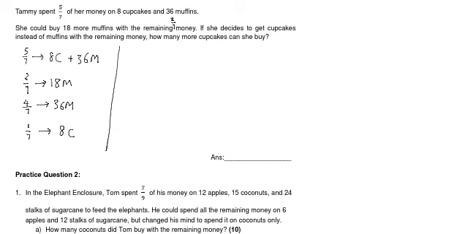So the question is, if she decides to get cupcakes instead of muffins with the remaining money, which we know is 2 over 7, how many cupcakes can she buy? So all I need to use is this for 1 over 7, multiply by 2 to get 2 over 7, right? Okay, so I get 16 cupcakes altogether. So she can get 16 more cupcakes.